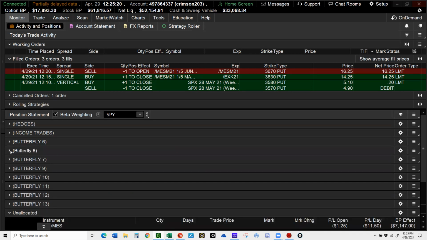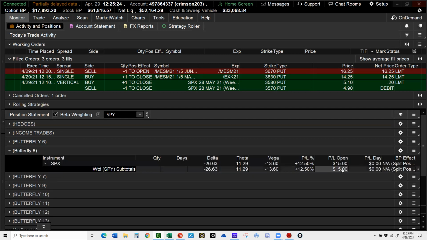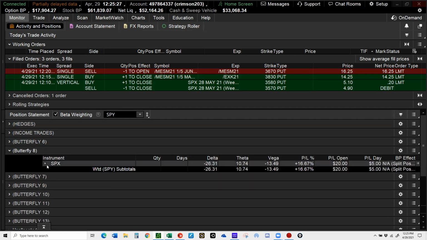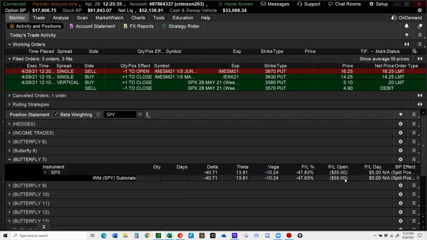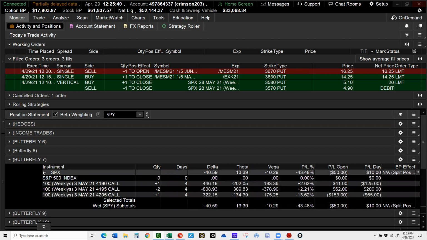So that one expires tomorrow. Here's butterfly 8. Let's see. All right, we're up $20 on it. When's this one expire? It's 6 days. So we'll let that fester. Butterfly 7, let's see. It's down $45. What is that one? That's a call one, of course. All the call ones.